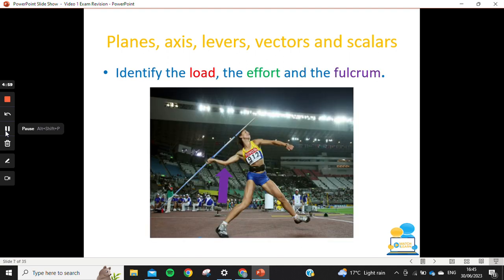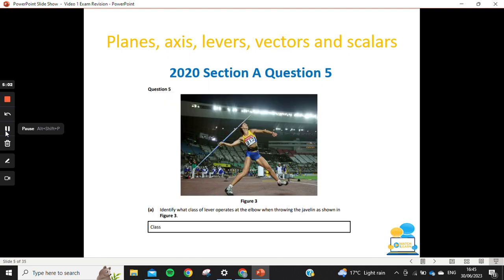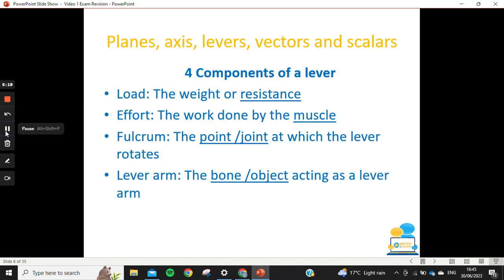So if we go back to the question, we were asked to identify the class of lever that was operating at the elbow. It can be quite useful to identify the fulcrum, the load, and also the effort when we're trying to identify what class of lever it is.